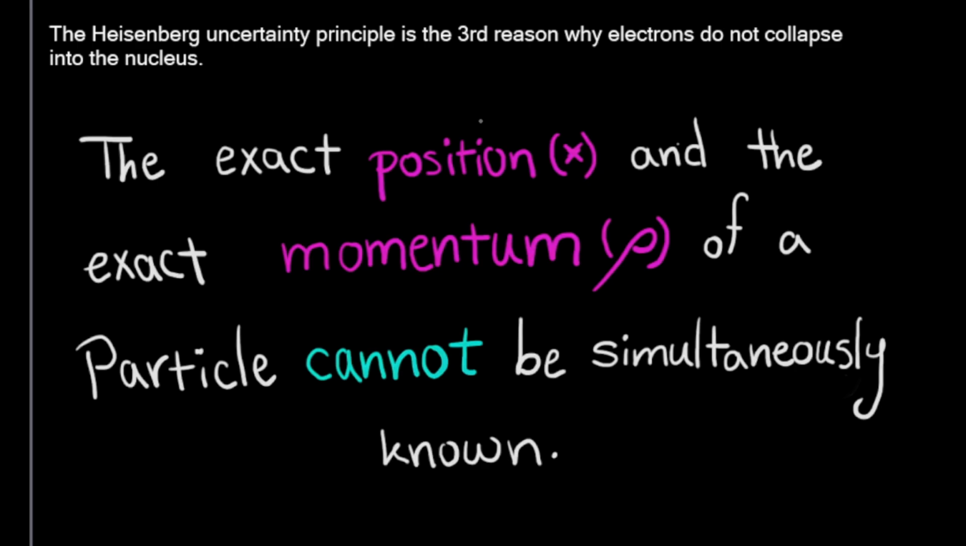Electrons acquire both a wave-like quality and sometimes behave like particles. So, these were three reasons why electrons do not fall into the nucleus.